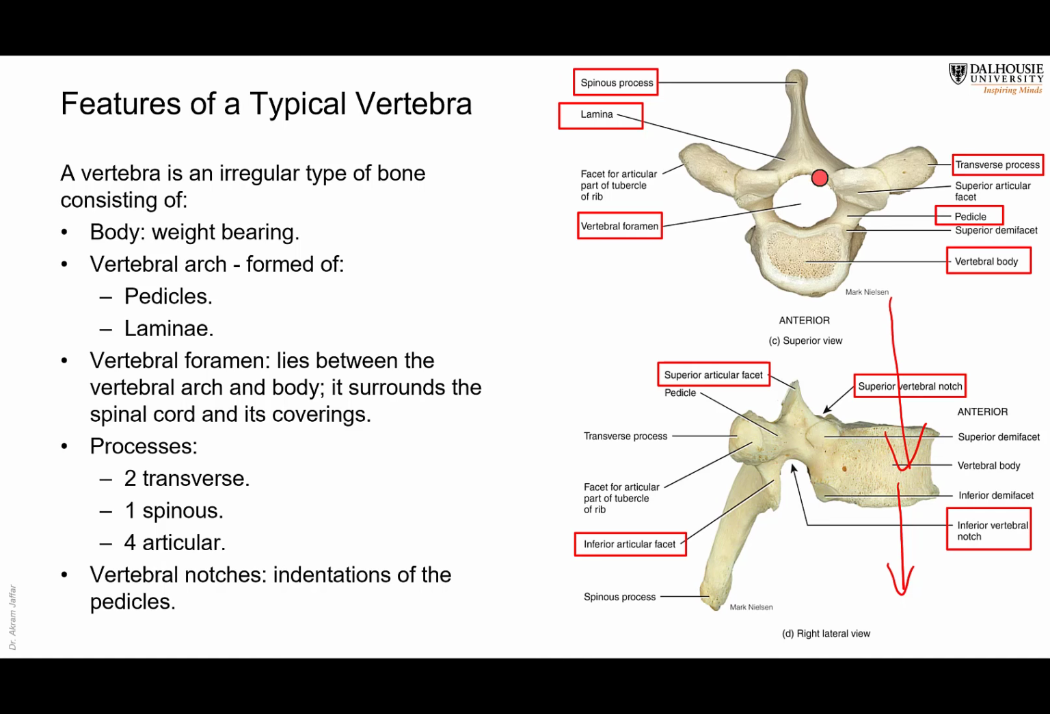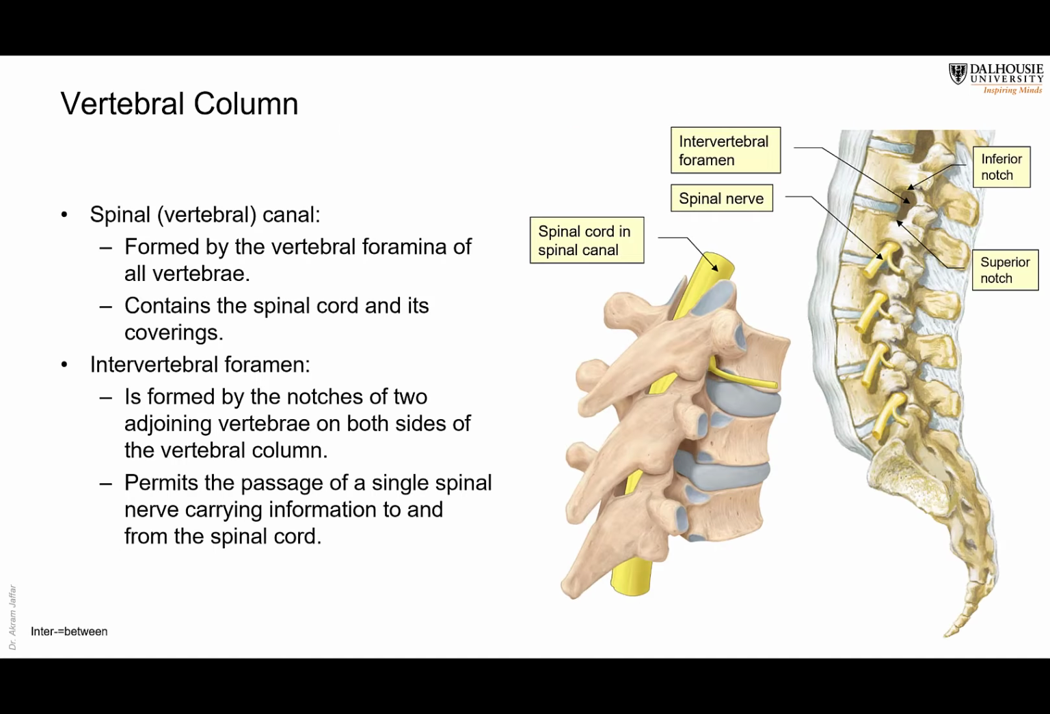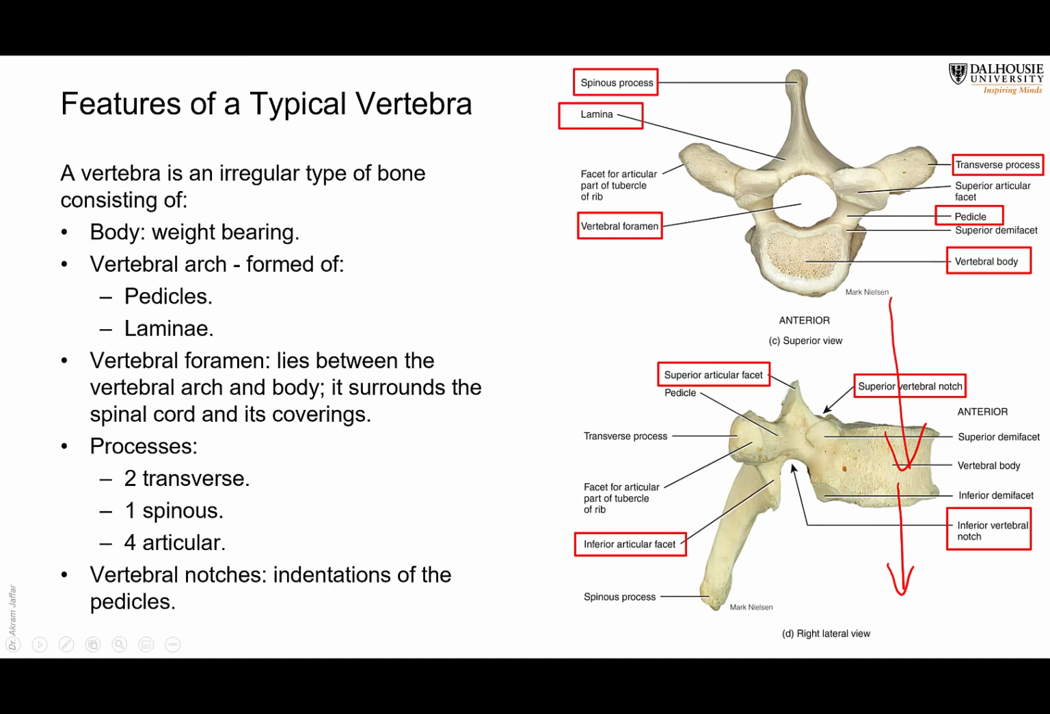So this is the vertebral arch. The arch and the body surround a foramen, which is called the vertebral foramen. And if we have vertebrae on top of each other, like we have it here, this results in the formation of a canal. Multiple foramina on top of each other will form the vertebral canal.